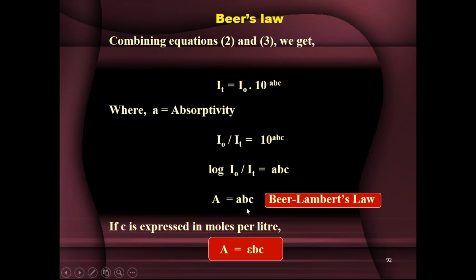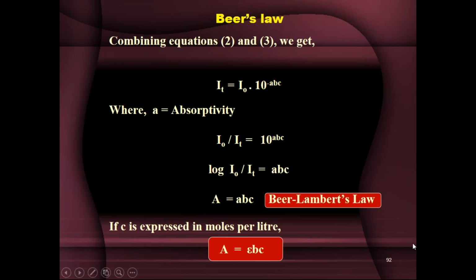So capital A equals small abc is Beer-Lambert's law, a very important law, and it can be further written in one more form, the more commonly used form. If you change the concentration c and express it in moles per liter, then A equals epsilon bc. Epsilon also we have seen earlier, it's molar absorptivity. So epsilon is molar absorptivity, and we will get Beer-Lambert's law as A equals epsilon bc.